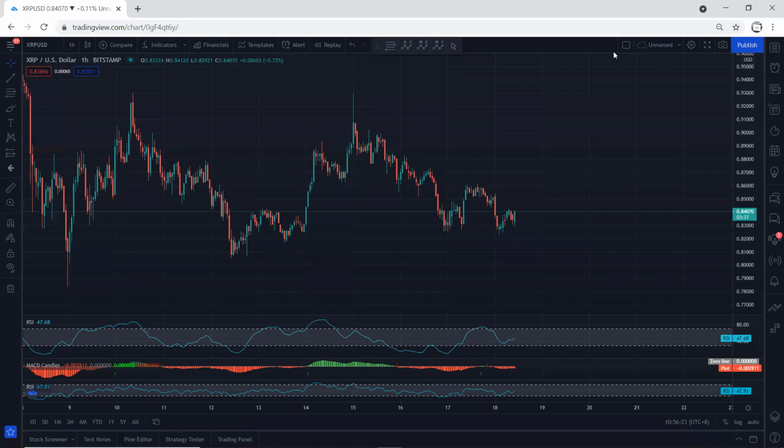XRP, we start with the 1 hour chart. We want to see how we can look for a trade. Mostly we try to analyze the chart and see how we can look for the chart. Then from there, we want to see whether we can look for a trade or not.